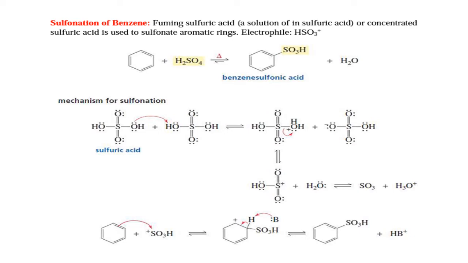Next, the mechanism for sulfonation. In the first step, due to higher electronegativity, the oxygen present in sulfuric acid pulls an electron toward itself, generating an electrophile. And in the next step, this electrophile attacks the benzene ring, leading to the formation of benzene sulfonic acid after the deprotonation process.